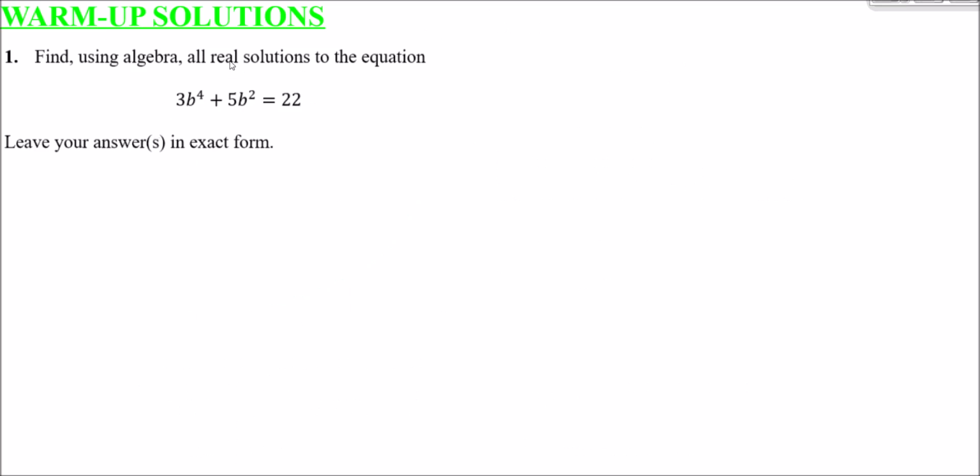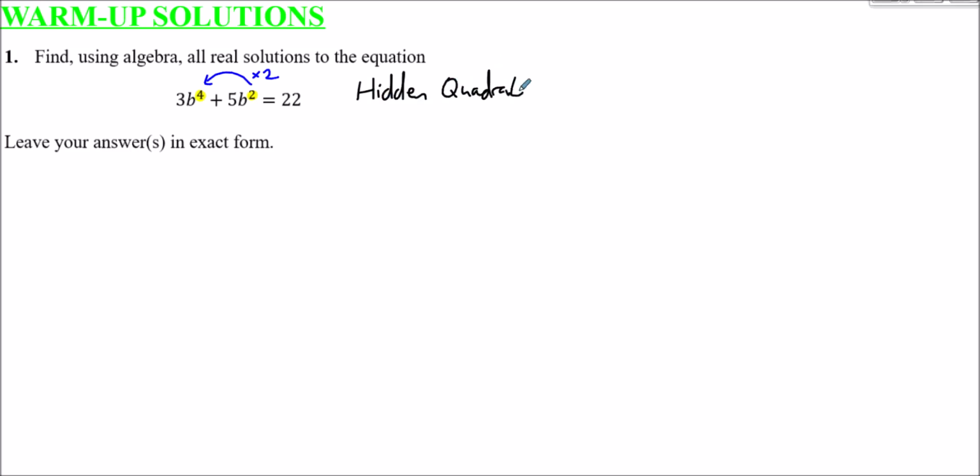We're asked to find, using algebra, all real solutions to this equation 3b to the 4 plus 5b squared equals 22, leaving our answers in exact form. The first thing to notice here is the powers of the variable. So power 4 there and power 2 there. Importantly, what we need to note is the higher power is double the lower power, and that is a big warning light to tell us that what we're dealing with here is known as a hidden quadratic.